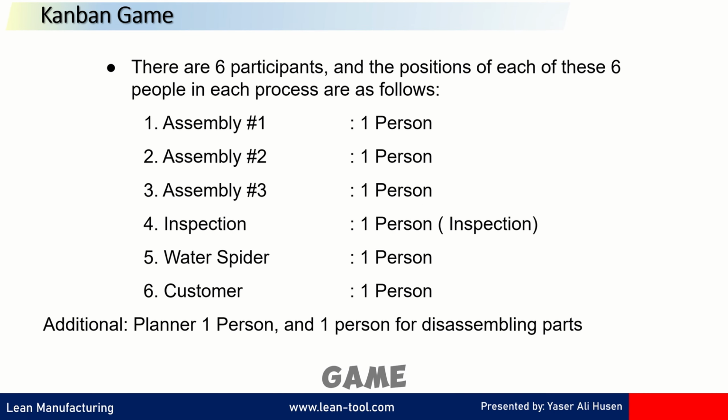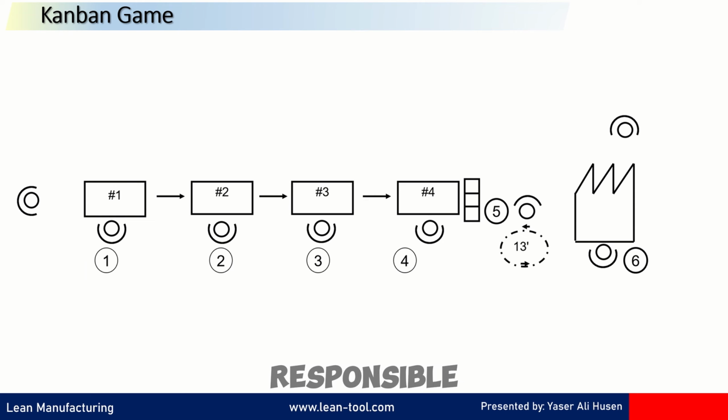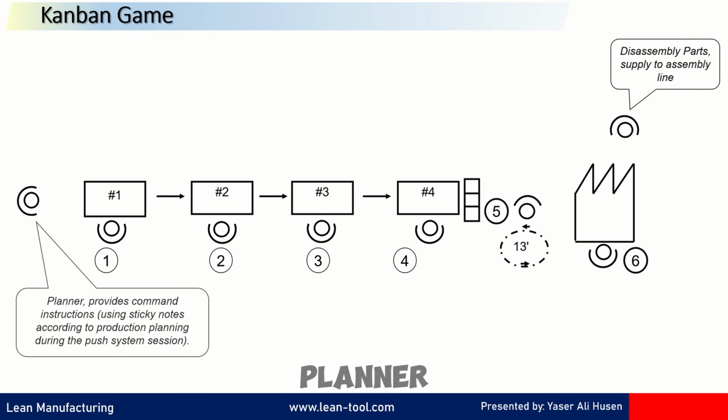In this Kanban game, there are 2 teams, each consisting of 6 main roles, one for each of the following processes: Assembly 1, Assembly 2, Assembly 3, Inspection, Water Spider, and Customer. Additionally, there are extra participants responsible for disassembly parts to supply back to the assembly process, as well as a planner during the push system session.